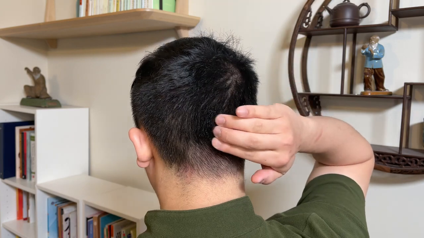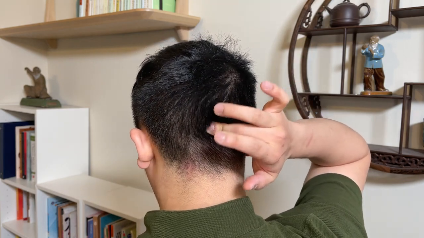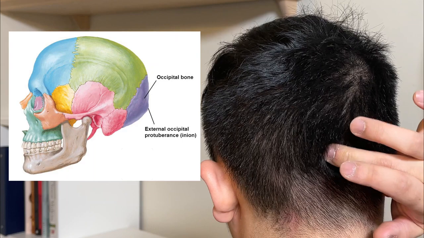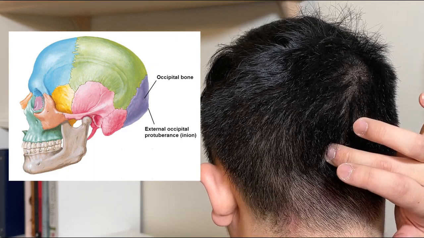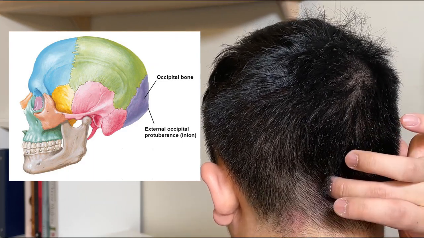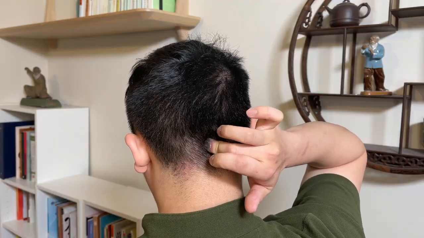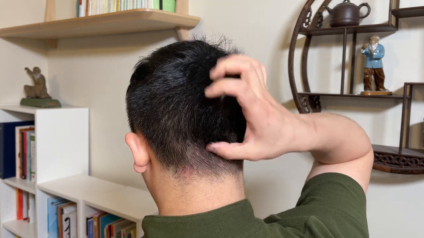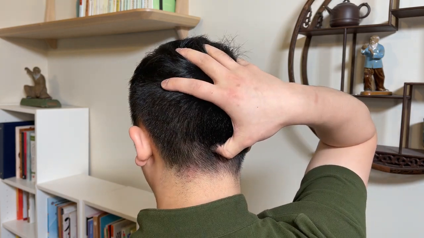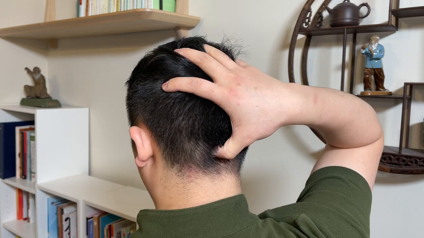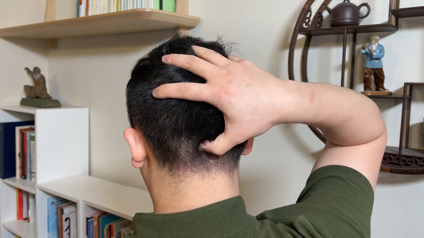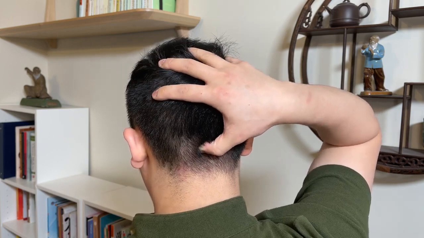The second point that we're going to be doing is called the wind mansion, and it is located at the midline at the back of the head. If you put your fingers there, you can feel that there's a bony structure that is raised, and that is the external occipital protuberance. Don't worry about the name, but right under that bony structure, you can feel that there is a hollow point, and that is the pressure point wind mansion. So what we can do is put our thumbs there and do circle rotations for 3 to 5 minutes.